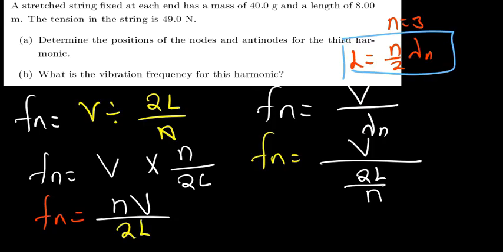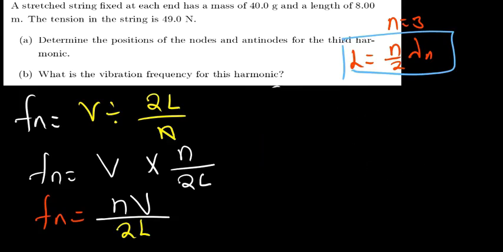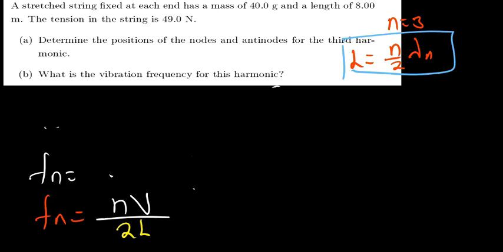Now, one thing we have to take note of here is this. The V will not change. We are still talking about the same velocity, which is 343, the speed of sound in air. But in this case, I can't use 343 because I've been given the tension and the mass and also the length of the string. So I can't use 343.